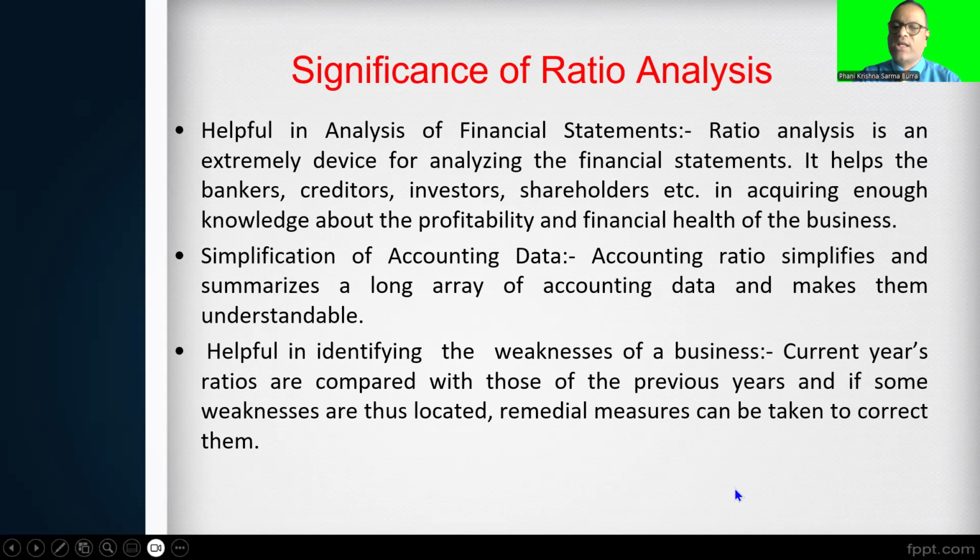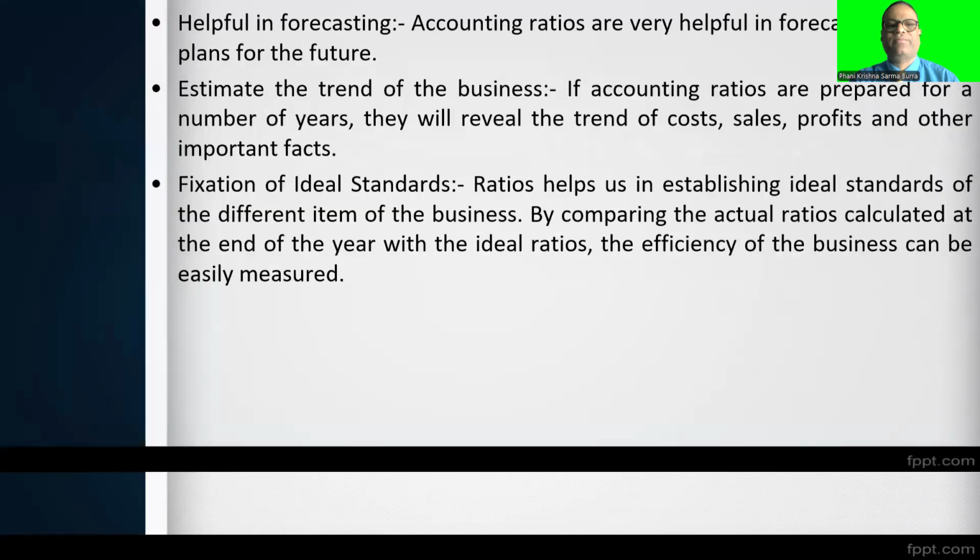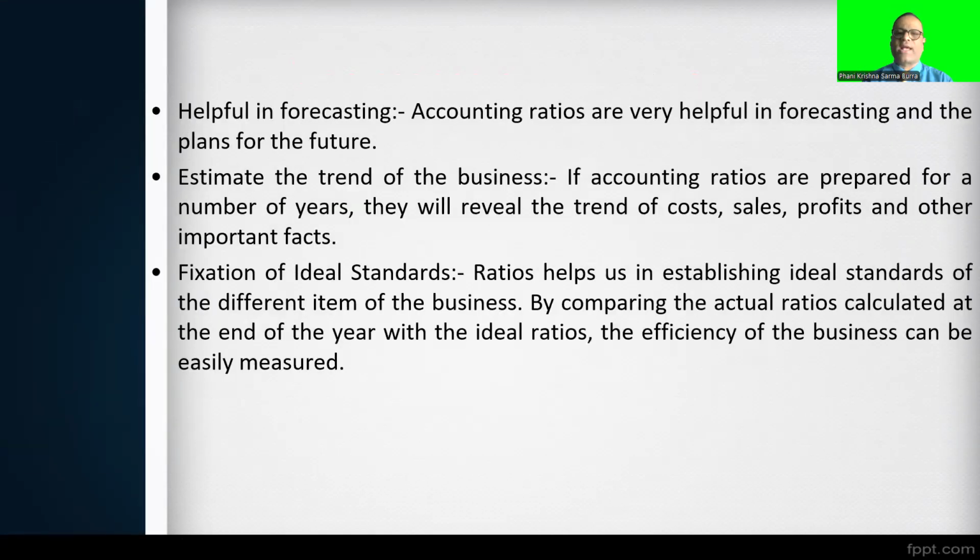Helpful in identifying the weaknesses of the business. Current year's ratios are compared with those of the previous years, and if some weaknesses are thus located, remedial measures can be taken to correct them. Helpful in forecasting: accounting ratios are very helpful in forecasting and future plans. Estimate the trends of the business: if accounting ratios are prepared for a number of years, they reveal the trends of cost, sales, profit, and other important factors. Fixation of ideal standards.